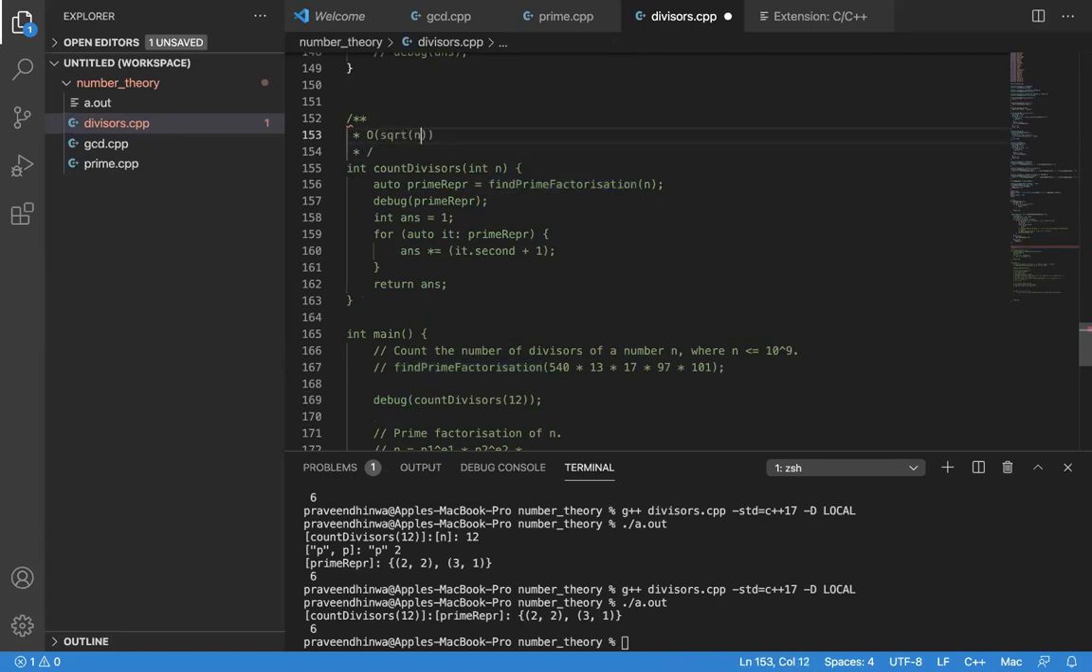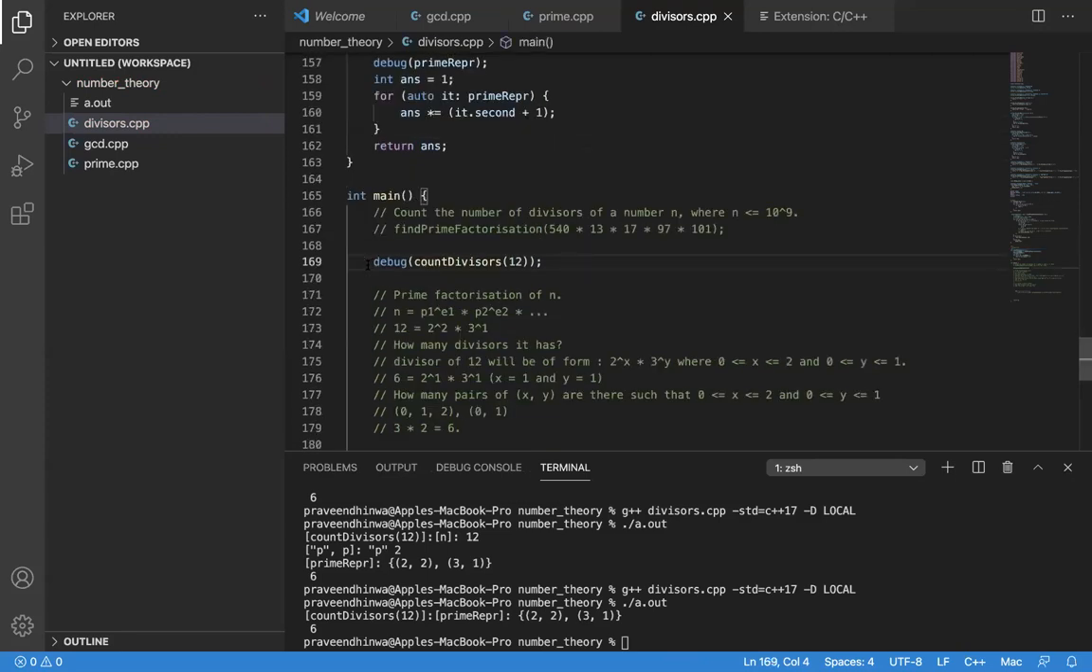Whenever someone asks you time complexity, always tell it in terms of the input. So tell in terms of n what is the time complexity, because the input of this function is n. So in terms of n, its time complexity is order of square root of n. So this is one way.